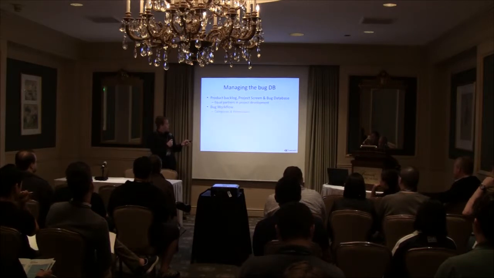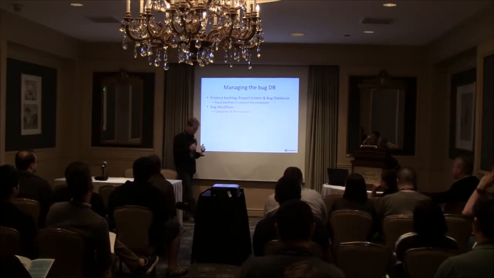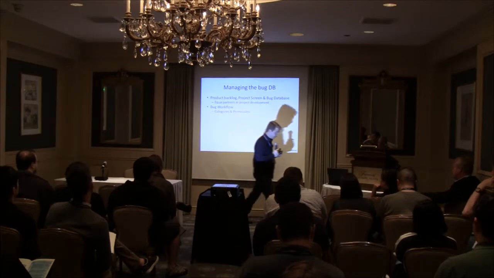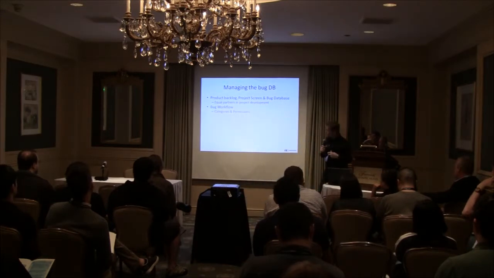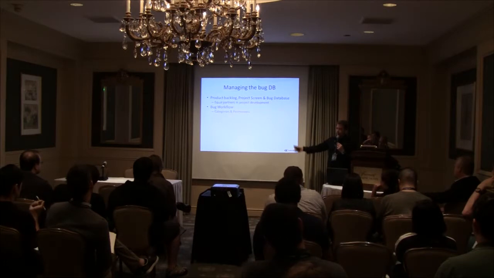We talk about the bug workflow. We need to talk about category and permission. So what kind of bugs are we capturing? What kind of priorities do we need to put to these? And then we start looking at, okay, how are we going to handle each one of these escaped?